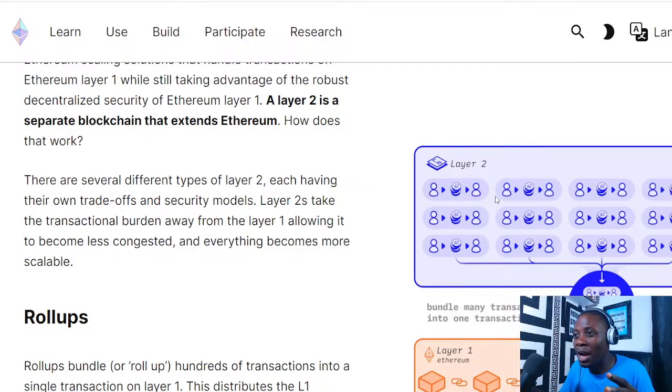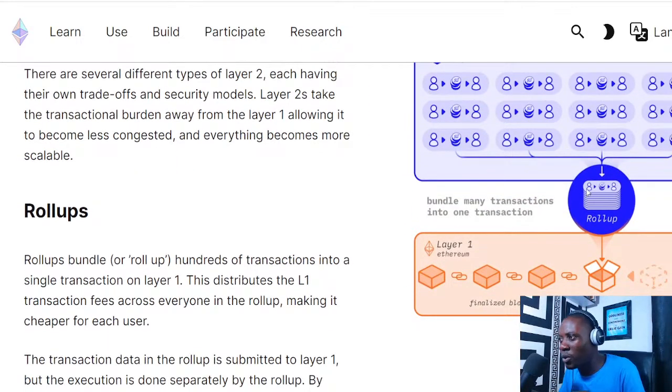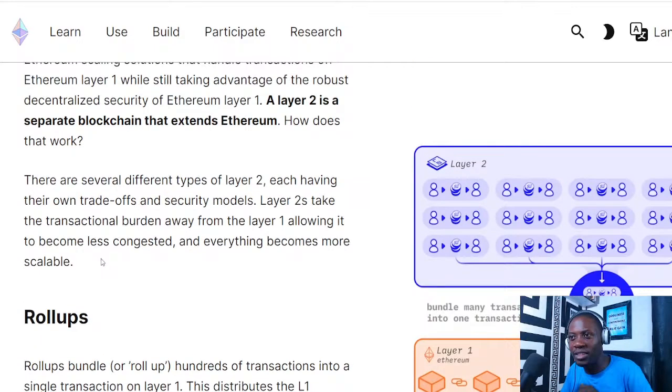So layer 2s are not compressing just 3 transactions like I explained, but way more, hundreds, millions of transactions, hundreds of thousands of transactions pressed together and compiled when they are bundled, as you can see, into one transaction. That's what they call the rollup, and they are submitted as a kind of state on the Ethereum layer 1. So this is what they essentially do.